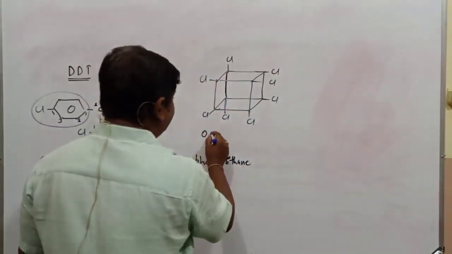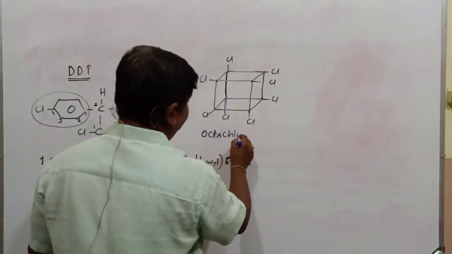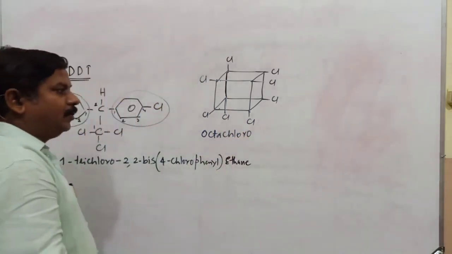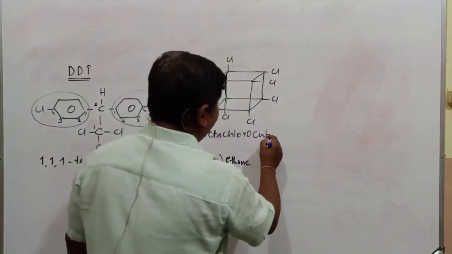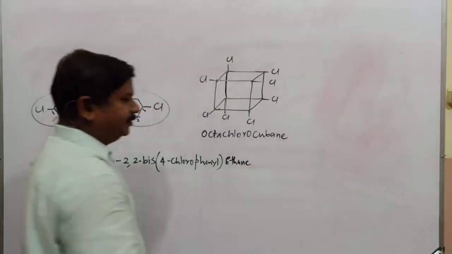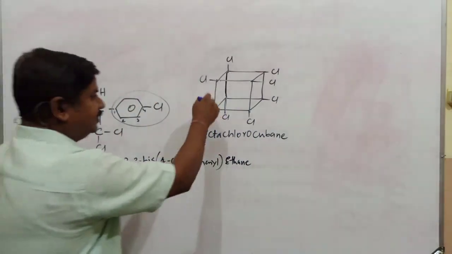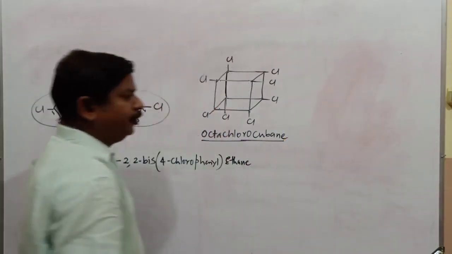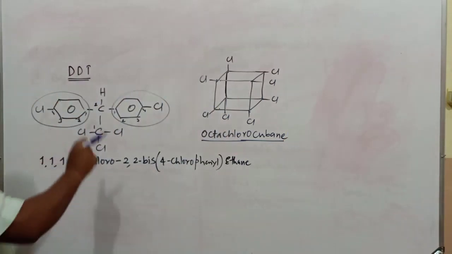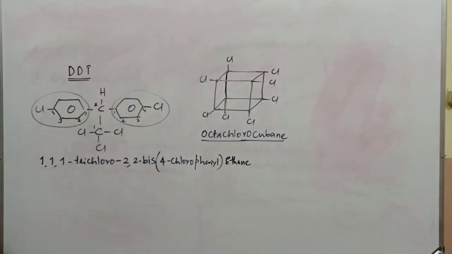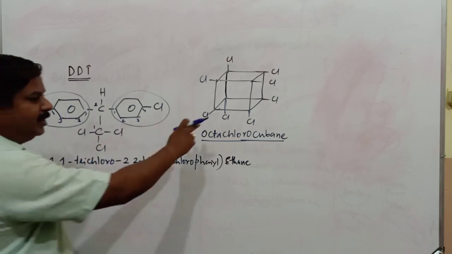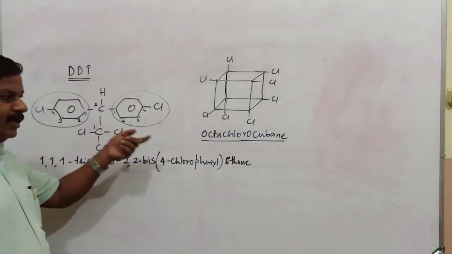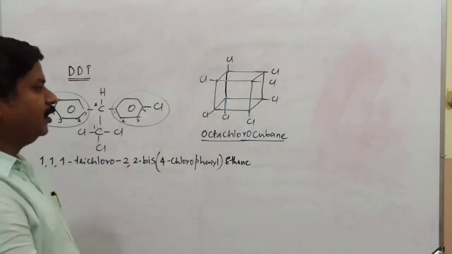So very simple, its name is going to be octachloro. Why is it called octachloro? Because of the presence of 8 chlorine atoms. And this compound is in the form of a cube, so it is commonly known as cubane. So the name of this compound is octachlorocubane. Yesterday I mentioned the structures of these two compounds and asked you to comment about their IUPAC names. Some students gave the correct IUPAC name of DDT, but most of the students have not come across the correct IUPAC name of this octachlorocubane.